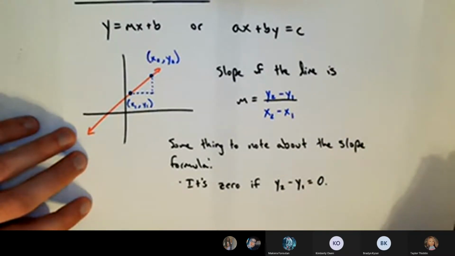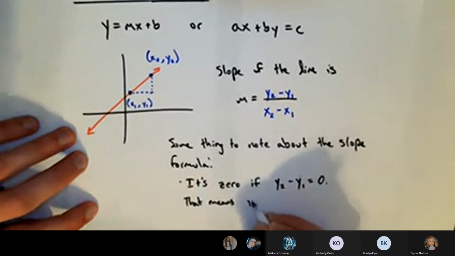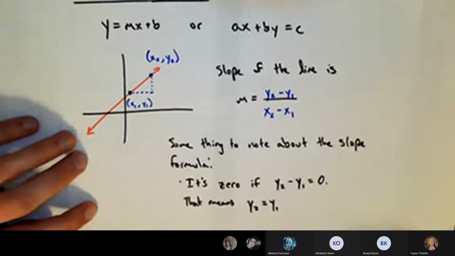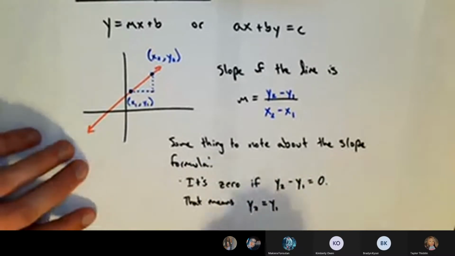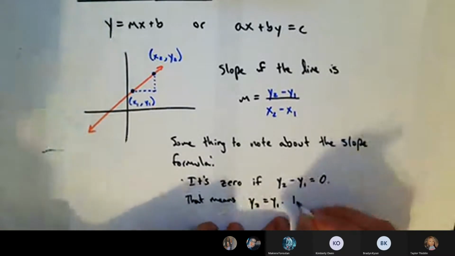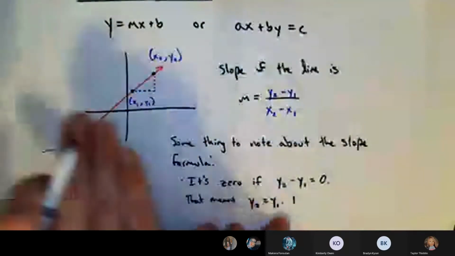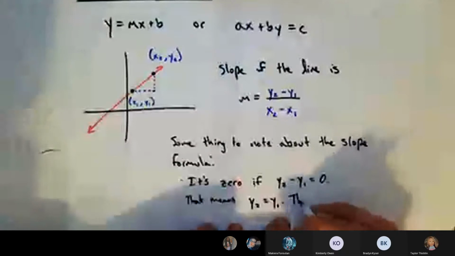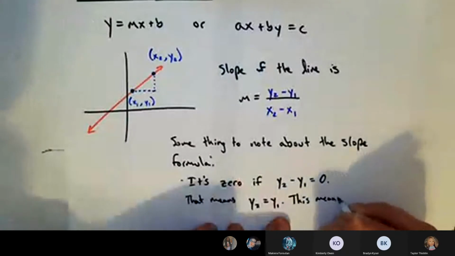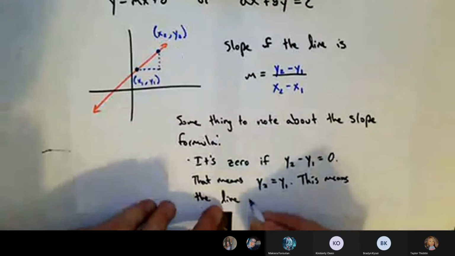What does that mean? Well, that means y2 is equal to y1, okay? So for a line with a 0 slope, all of the y values are the same. What does it mean if all the y values are the same? It means the height is all the same everywhere along the line. It's not growing or shrinking vertically. It's flat, right? How do we describe flat? The line is horizontal.